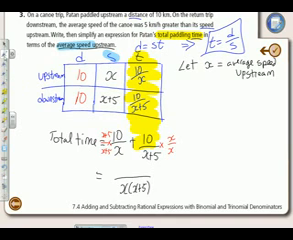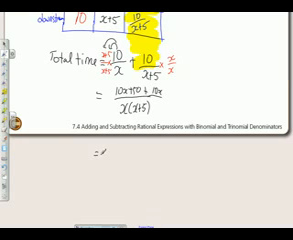So distributing in those 10s, I get 10x plus 50 plus 10x. And keeping that going, we get 20x plus 50 over x times x plus 5.